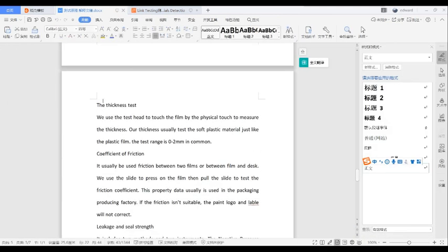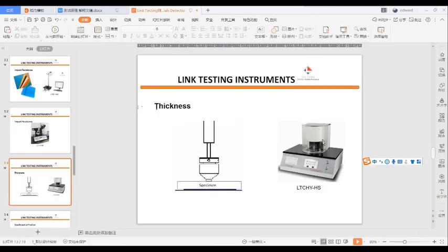We use the test head to touch the film by physical touch to measure the thickness. A thickness tester usually tests soft plastic material, just like plastic film. And by the way, this machine, LTCHY-HS, can test the thickness of not only films, but also paper. But we must change the head of the thickness tester.